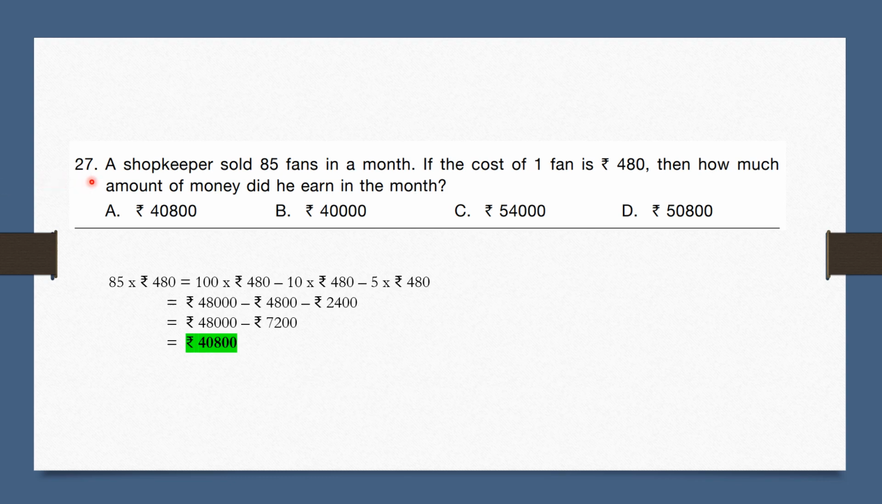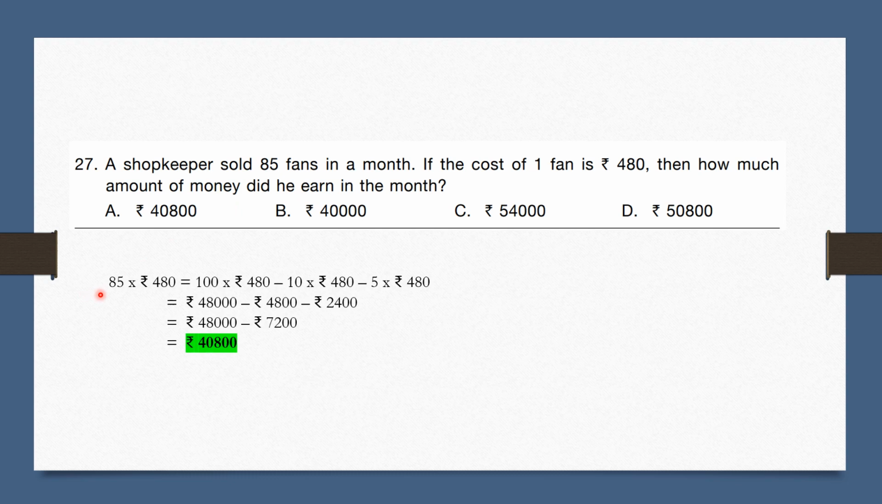Question number 27. A shopkeeper sold 85 fans in a month. If the cost of one fan is rupees 480, then how much amount of money did he earn in the month? So he sold 85 fans and one fan is rupees 480. So we need to multiply 85 and 480.